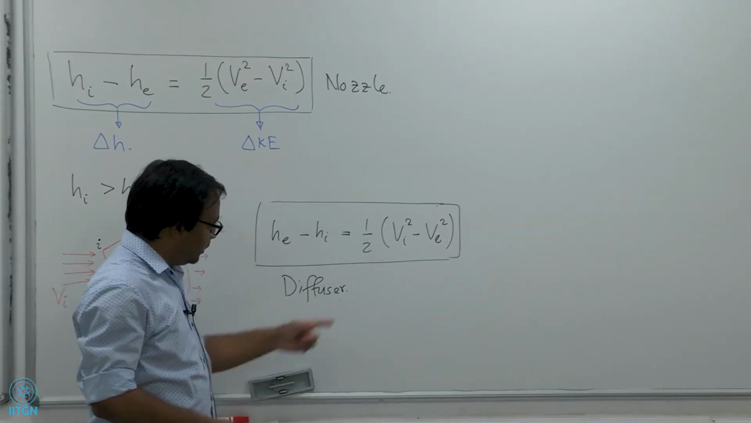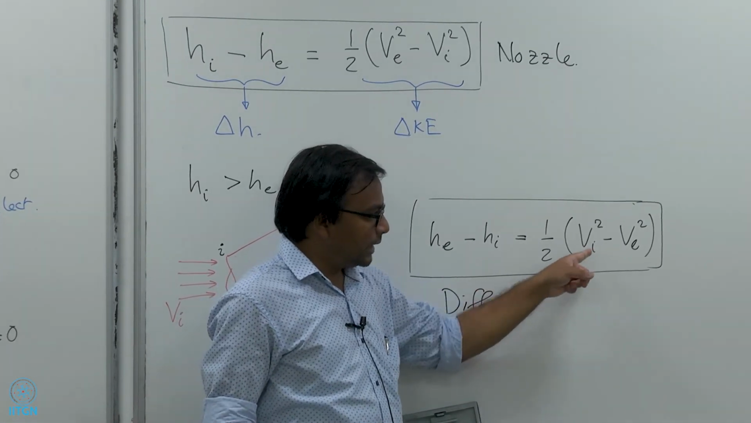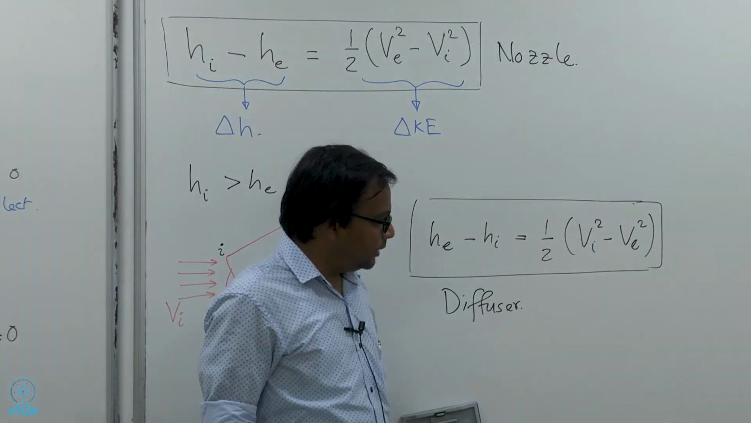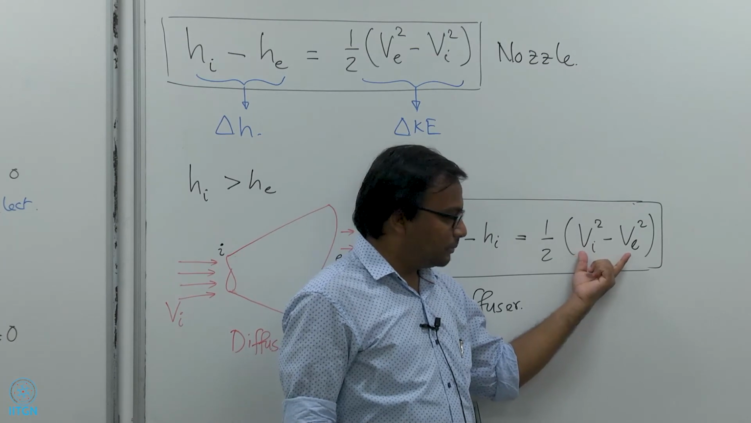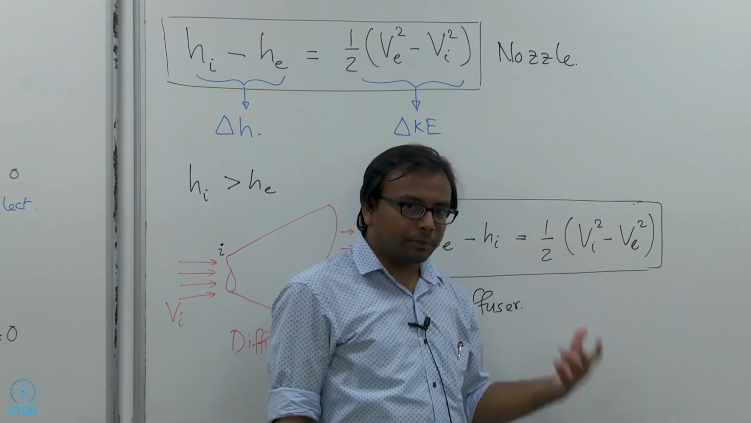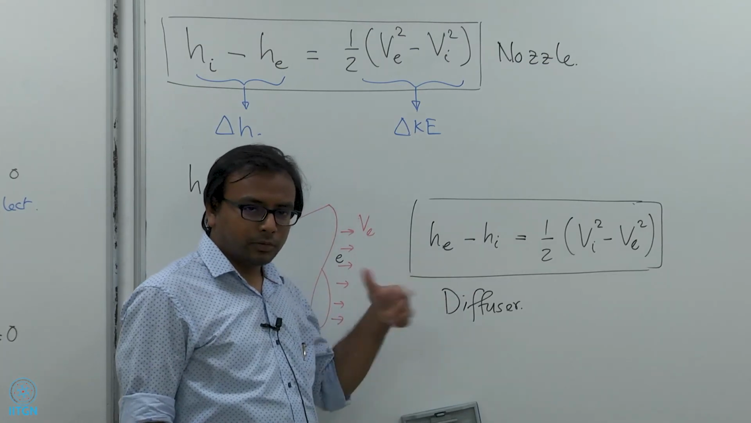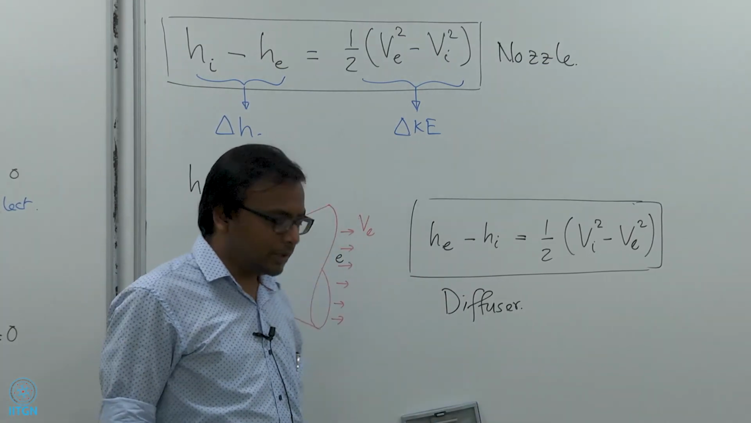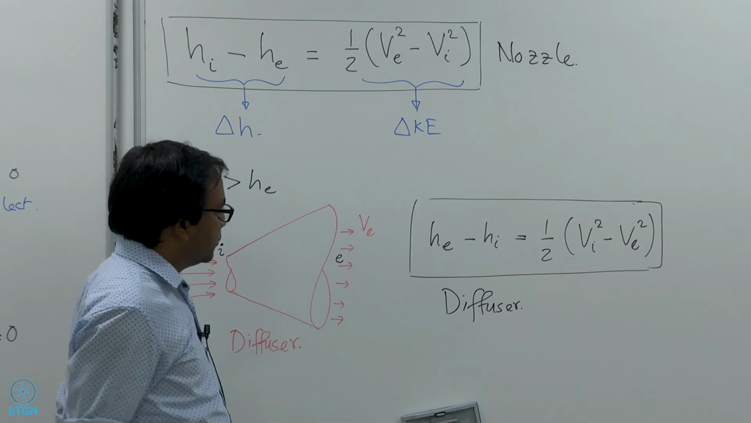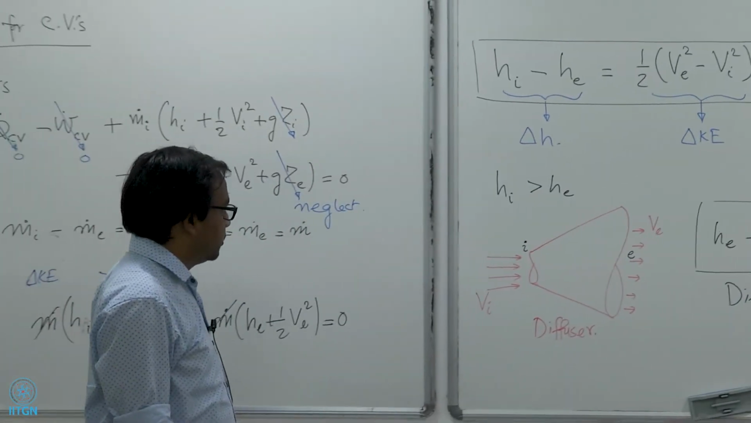You can see that for a diffuser there is a drop in kinetic energy, because Ve is far less as compared to Vi. You can practically neglect Ve, but anyway, this is minus delta KE, the drop in kinetic energy. What does that drop result in? That drop in kinetic energy increases the fluid's enthalpy. This is what a diffuser is, it is just the opposite of a nozzle. So, this ends our discussion on nozzles and diffusers.